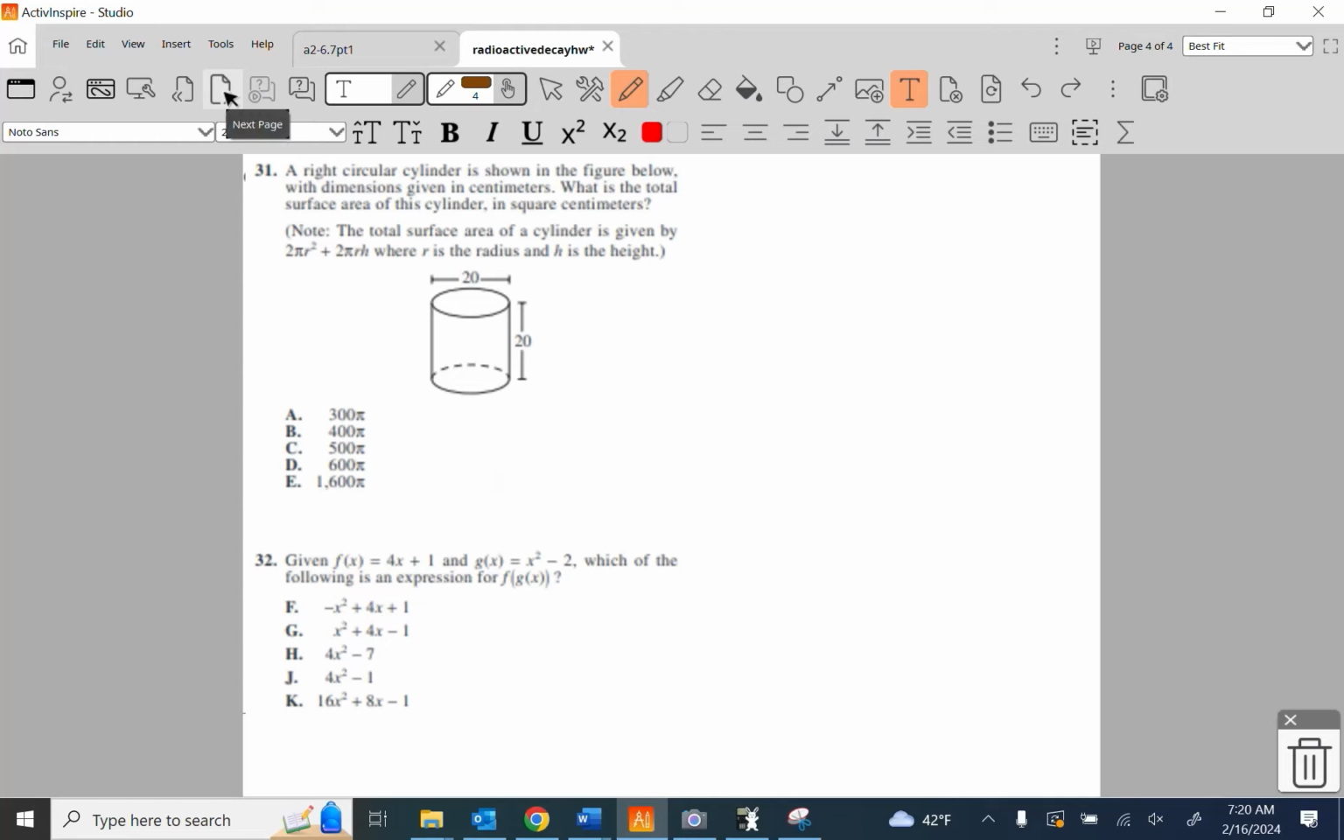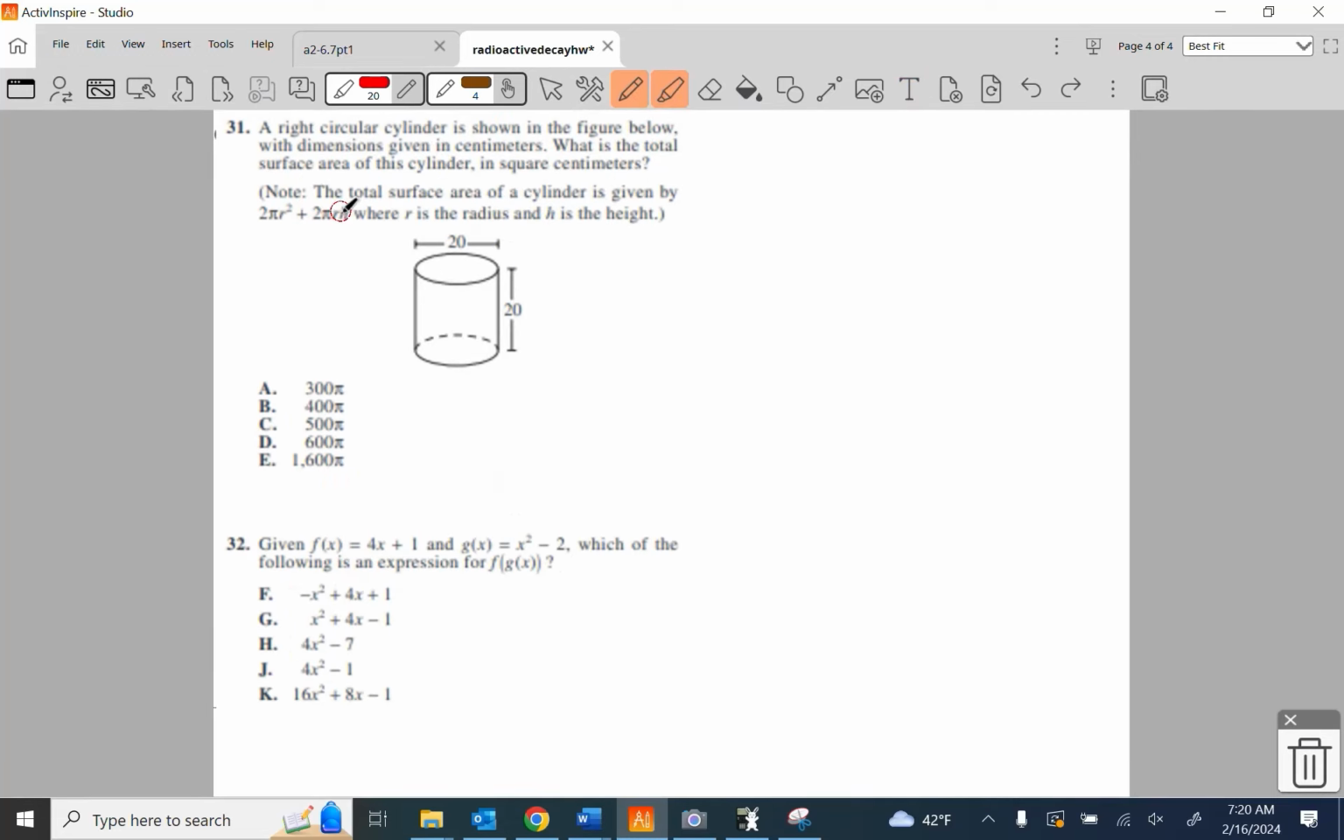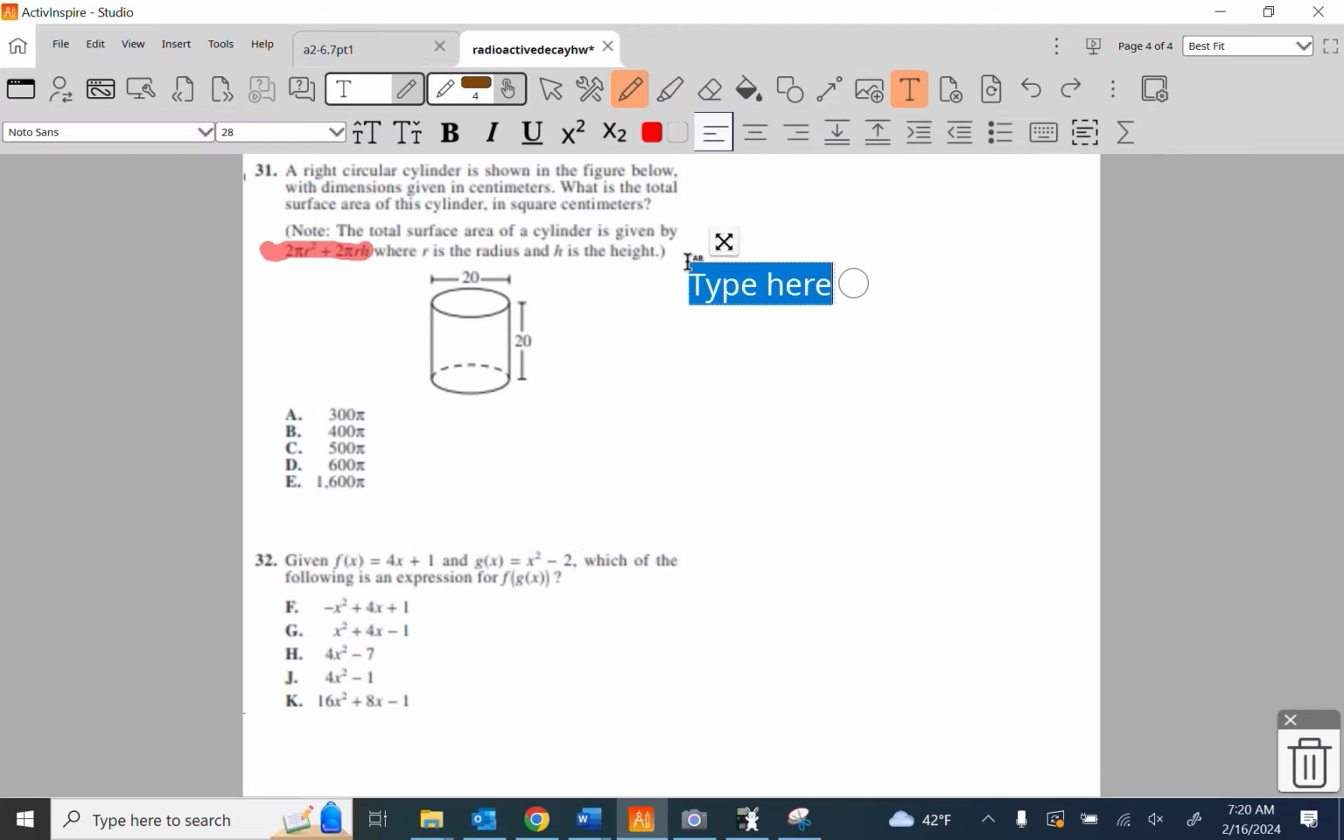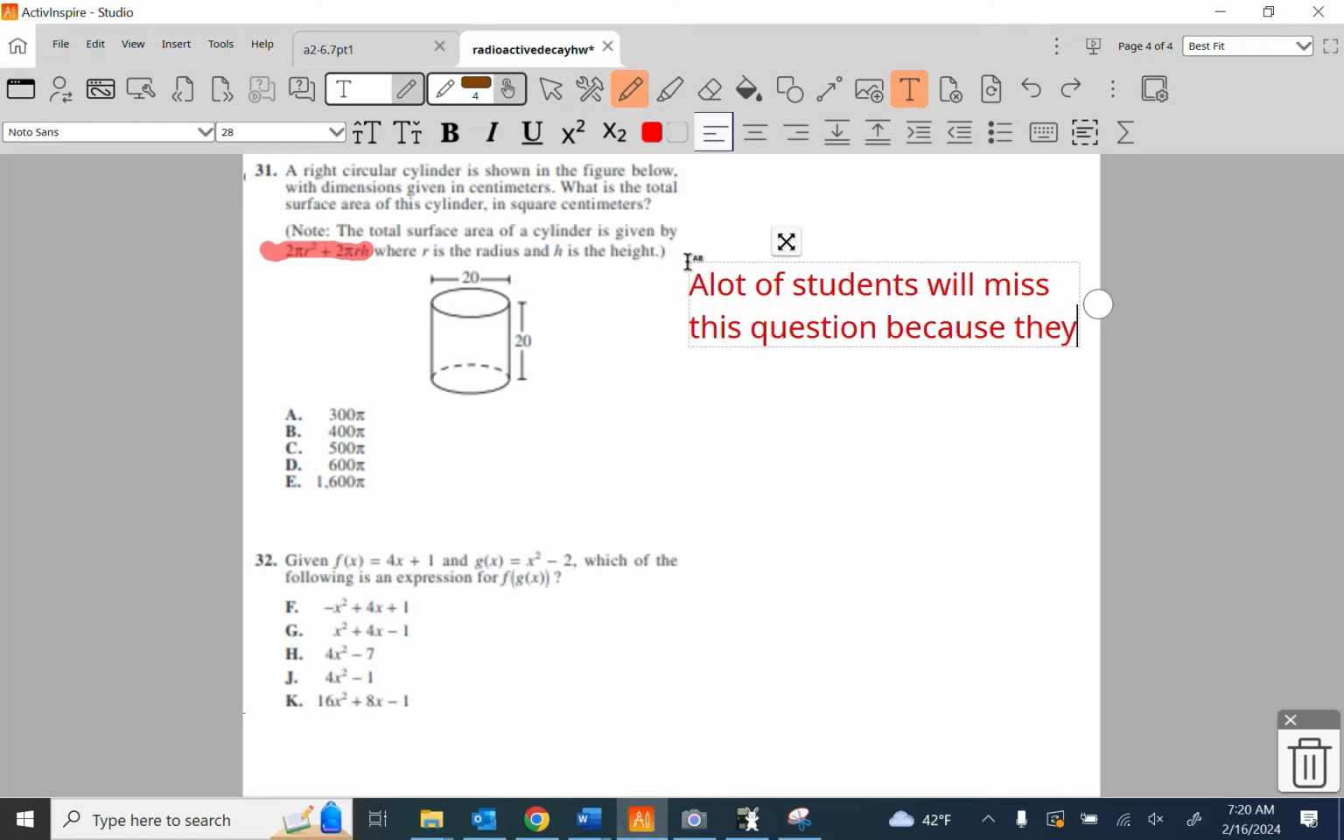A right circular cylinder is shown in the figure below, with dimensions given in centimeters. What is the total surface area of the cylinder in square centimeters? And they gave you the formula, but yet 2/3 of all students who take the ACT will probably miss this. They'll miss this question because they let the radius equal 20. It's not. 20 is the diameter.